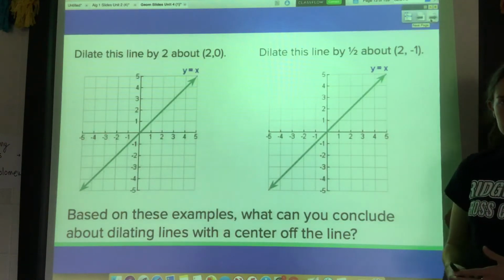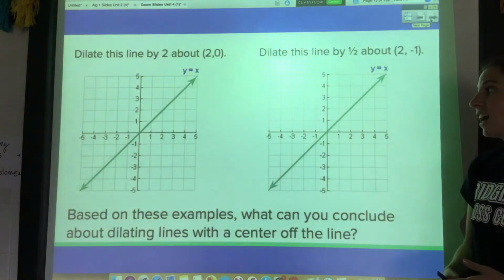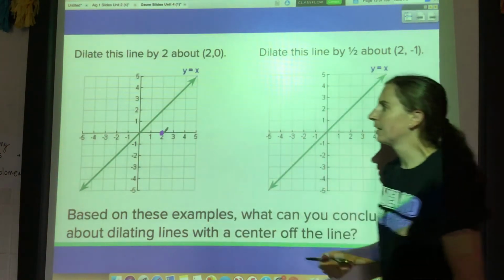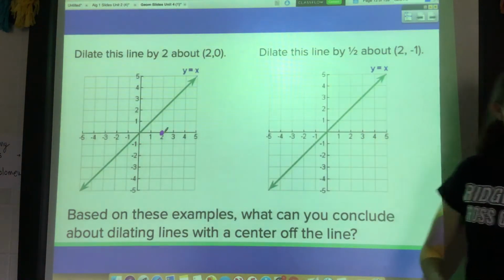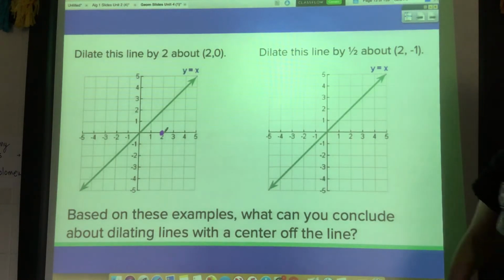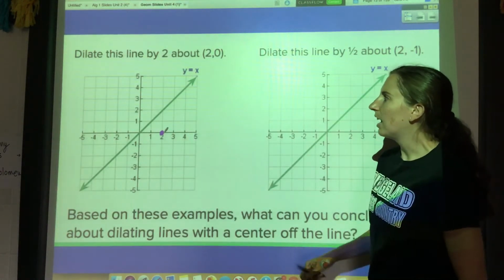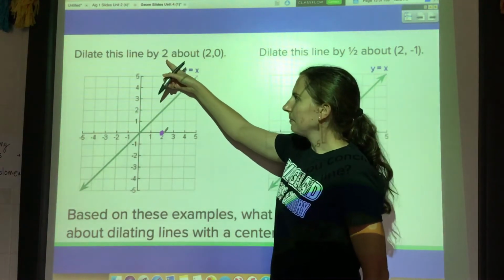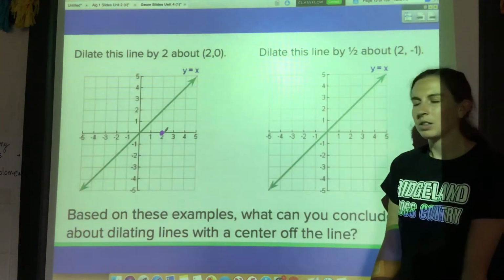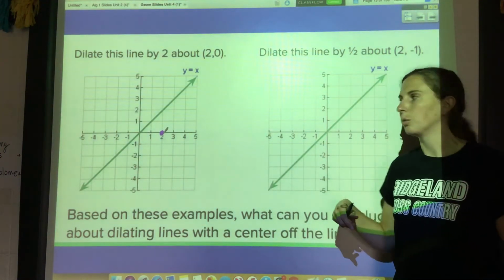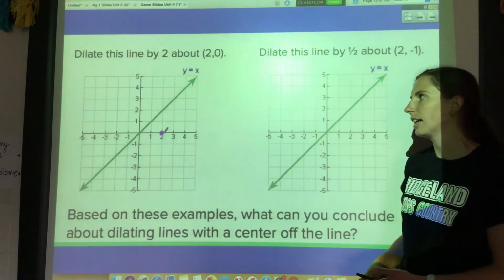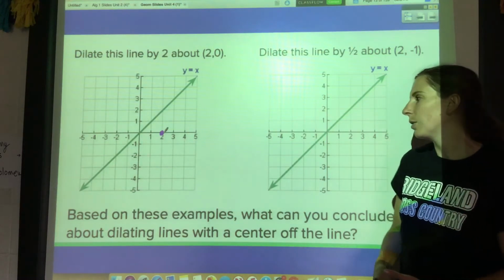Okay, so what if we want to dilate the line and the center of dilation is not on the line? So like the point (2, 0). This time we're going to scale it by 2, but the point (2, 0) is not on the line. So think about what happened with the triangle and the rectangle when the center of dilation was not on the line. So let's just try it and see what happens.